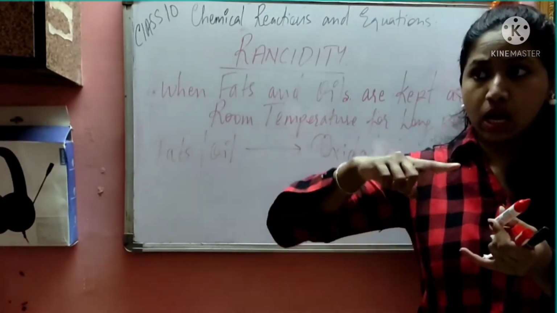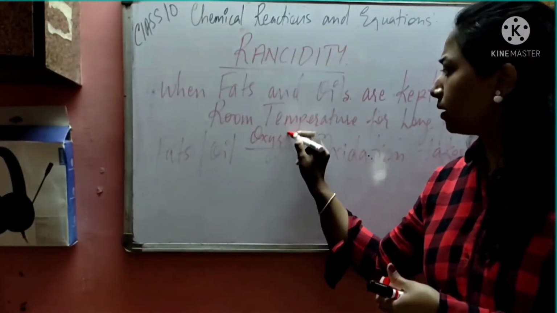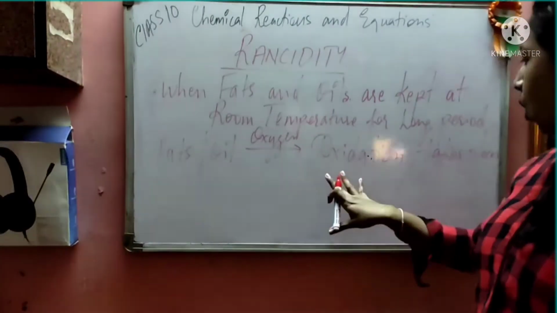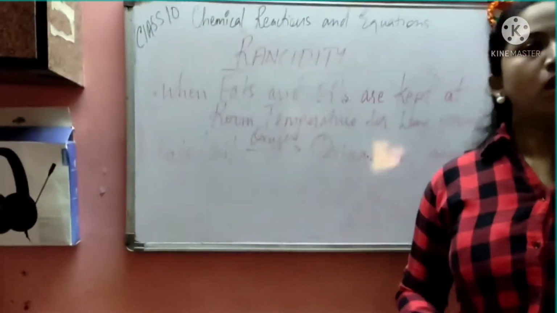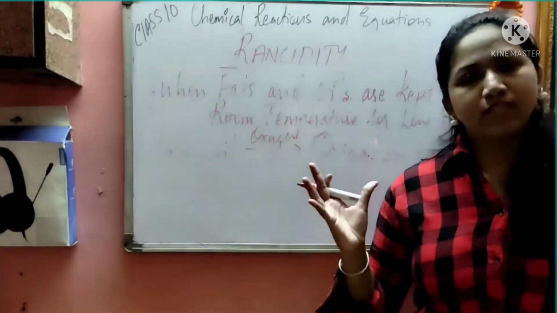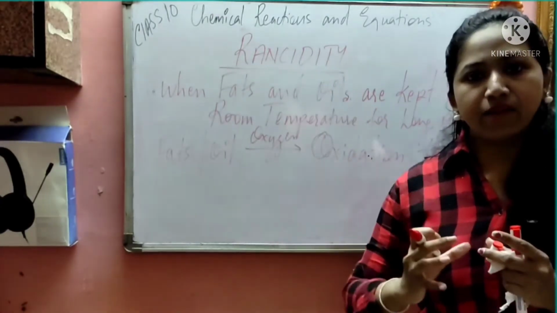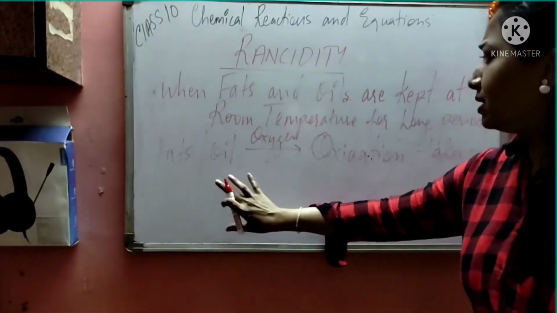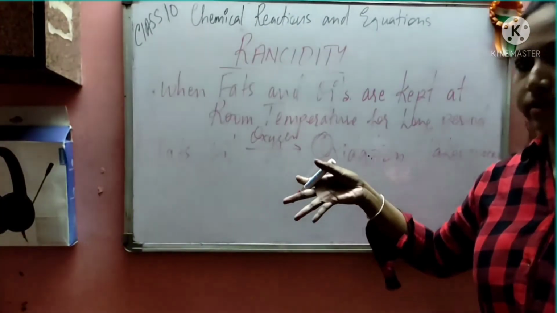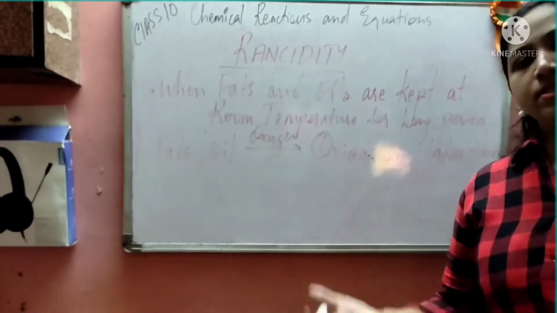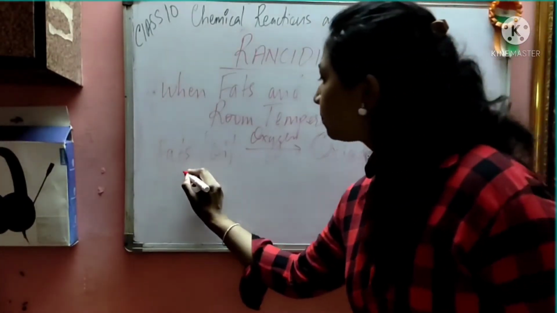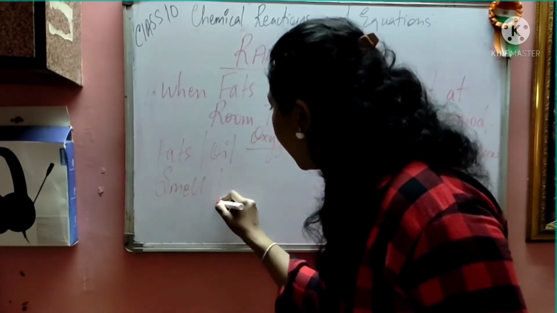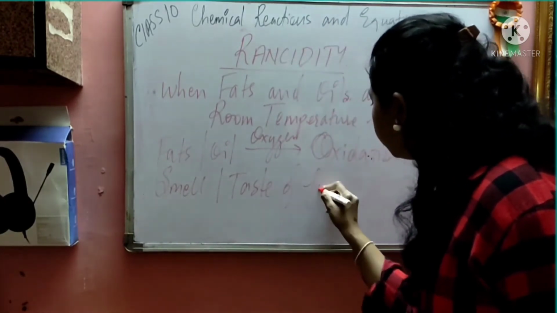This fats and oil comes in contact with what? Oxygen. This fats and oil, or you can say this fats and oily food, comes in contact with oxygen and oxidation starts taking place. Whenever in anything oxidation starts taking place, that is whenever anything reacts with oxygen, that food is going to get spoiled. So fats, oil, whenever it reacts with oxygen, the oxidation starts taking place, and the smell and taste of food changes.